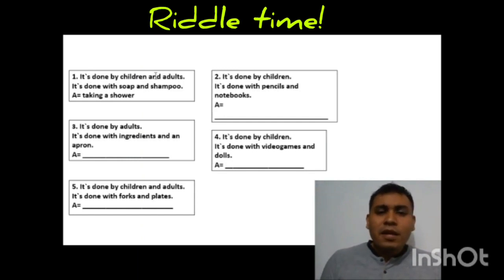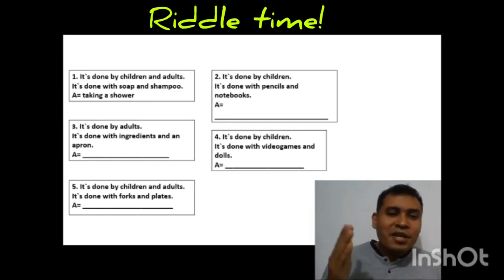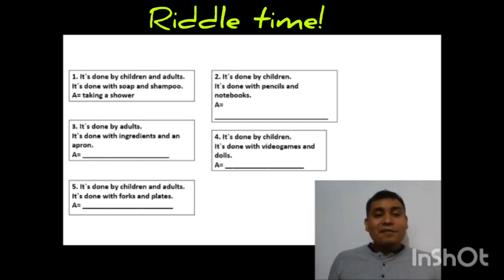Number 1 is done by children and adults. Is done with soap and shampoo. Which activity is done with soap and shampoo and children and adults can do it? Is it cooking? Cooking or eating? No, right? Playing? No. What about taking a shower? Taking a shower involves soap, shampoo, and children and adults can do it. So let's write in there, taking a shower. And that is the answer for the number 1.